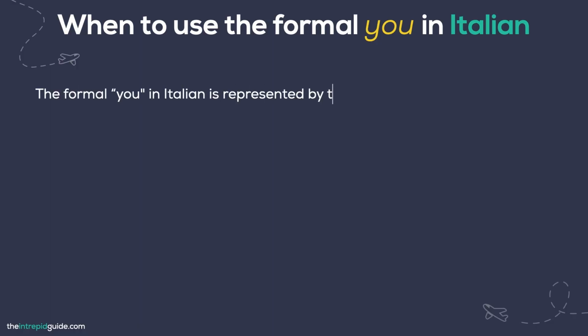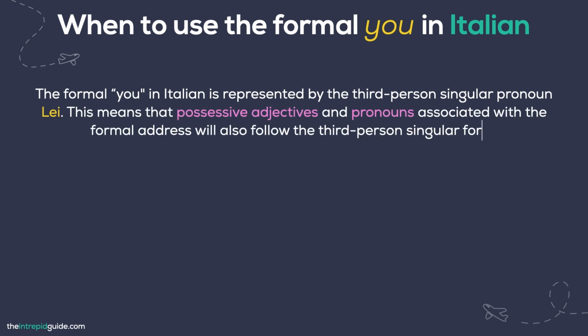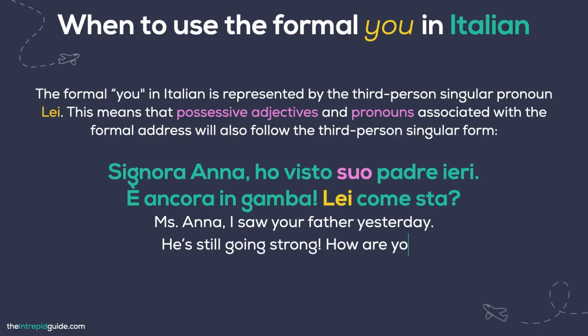The formal you in Italian is represented by the third person singular pronoun lei. This means that possessive adjectives and pronouns associated with the formal address will also follow the third person singular form. Take a look. Signora Anna, ho visto suo padre ieri. È ancora in gamba. Lei come sta? Miss Anna, I saw your father yesterday. He's still going strong. How are you?